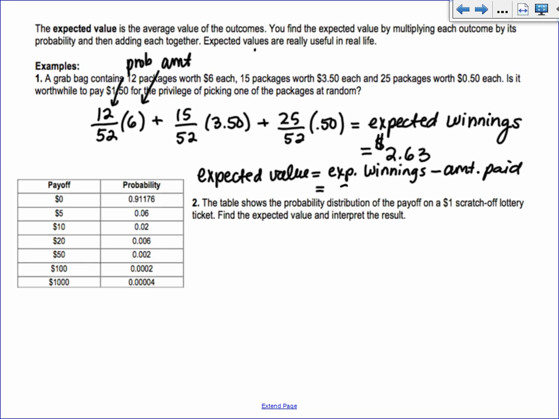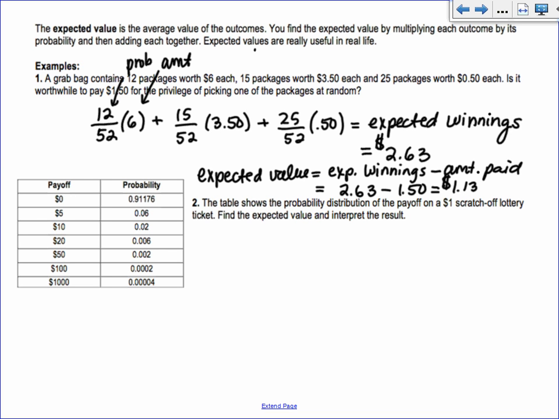So in this case, my expected winnings was $2.63, but I paid $1.50. So I'm expected to make a profit of around $1.13. So would you buy it? Yeah, because you're expected to make a profit, right? If your expected value ends up being negative, you don't want to play the game. You want to end up making money.